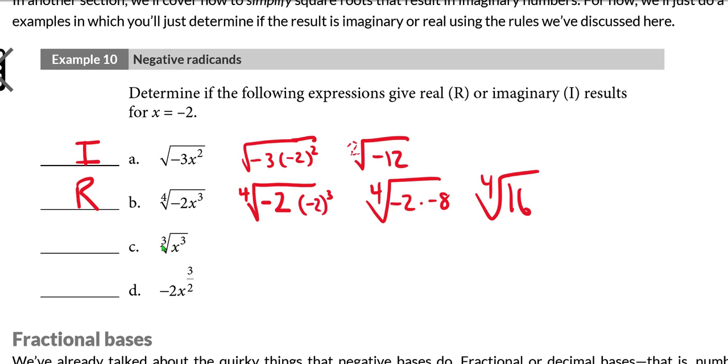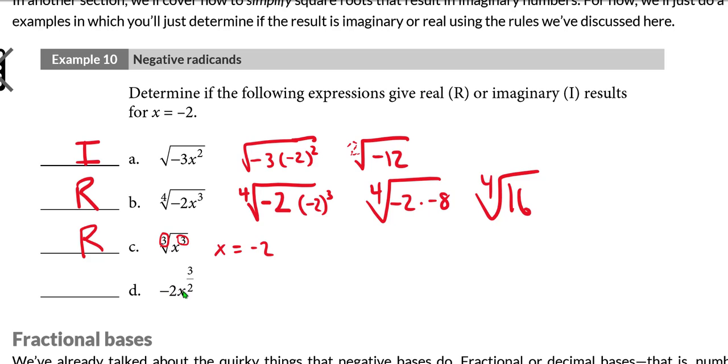The cube root of x cubed. Well, remember we said that, first of all, you can always have an odd index and get a real result. So we already know this is going to be real. It doesn't matter whether we have a positive or negative in here. We also did talk about the fact that when we cube root something that is cubed, we just end up with the radicand. And if the radicand is negative 2 and we cube root x cubed and get x, we just know this is going to be negative 2, which is a real number.